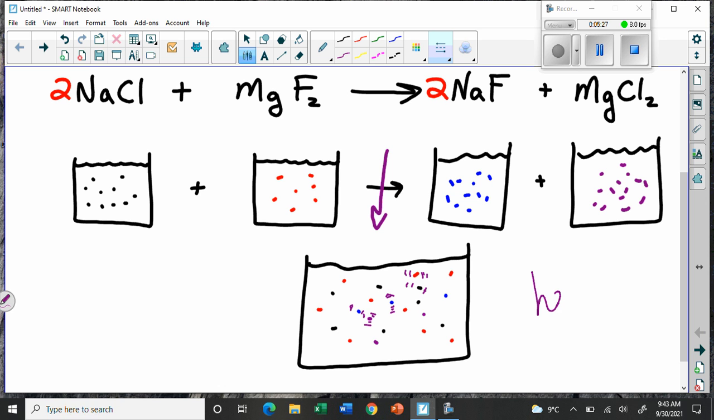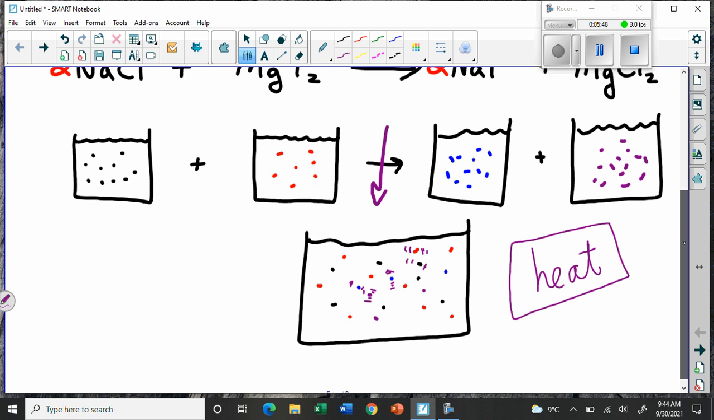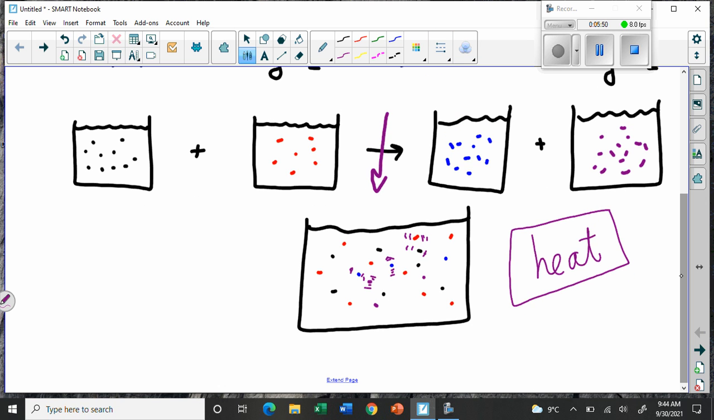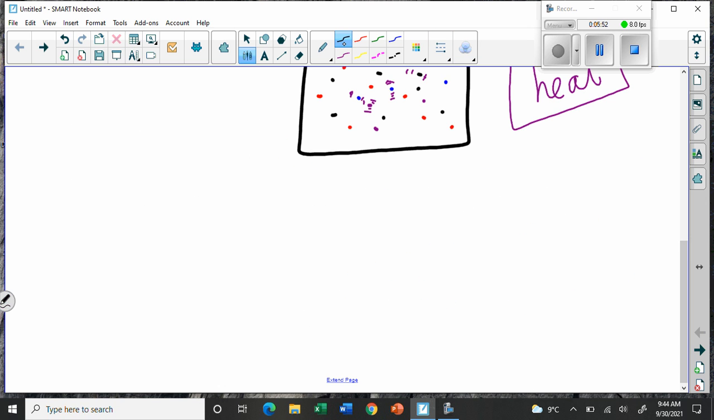Heat. Heat is the energy that makes particles jiggle. So if you add heat to a reaction, or if you add heat to this water, they'll jiggle faster, bump into each other quicker, and the reaction will happen much faster than it would if it was colder. Because when it's cold, they're just jiggling a little bit. So our first factor that affects how fast things go is heat.